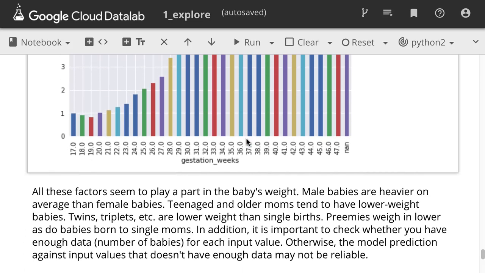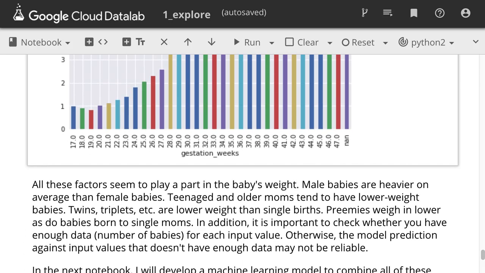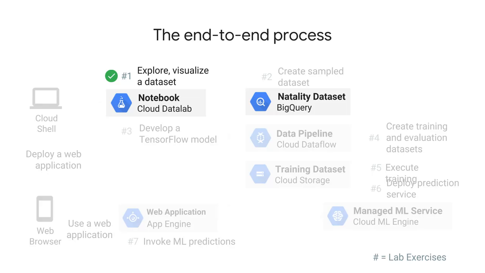Great, all these factors seem to play a part in baby weight. This is encouraging. This is telling us that there's actually some signal in the data, and that now we're ready to move on and start creating our first machine learning model for the baby weight. And that's it for today's lab. We have now completed the initial steps of our end-to-end machine learning problem, analyzing a dataset and visualizing a dataset.